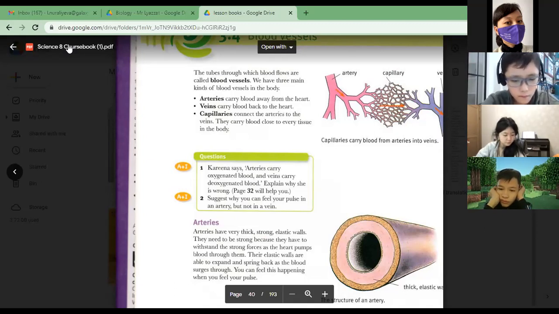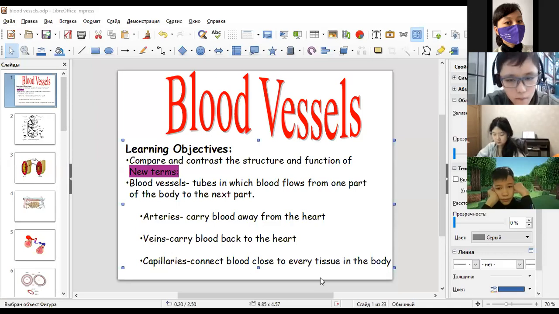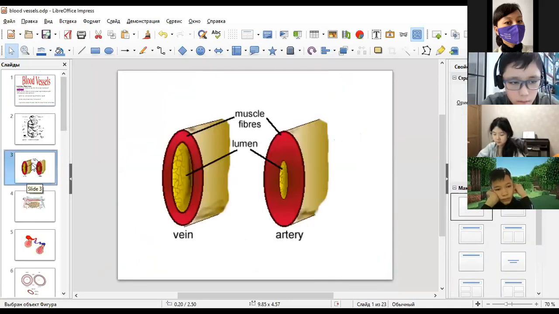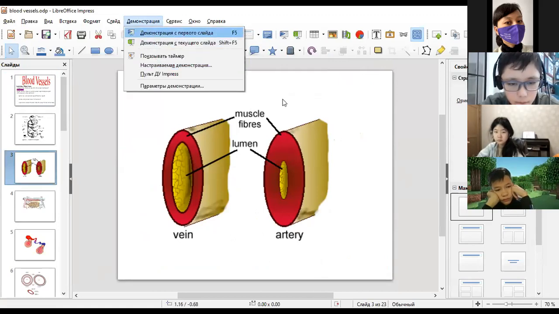Question number 3. Construct a table to summarize the structures and functions of arteries, capillaries, and veins. We didn't study it, so let's leave it. Now we are studying. I am again stopping it and opening my slide related to the structure. Is the function of blood vessels clear? Now we are moving to structure. Can you see my screen? Yes. Okay, good.